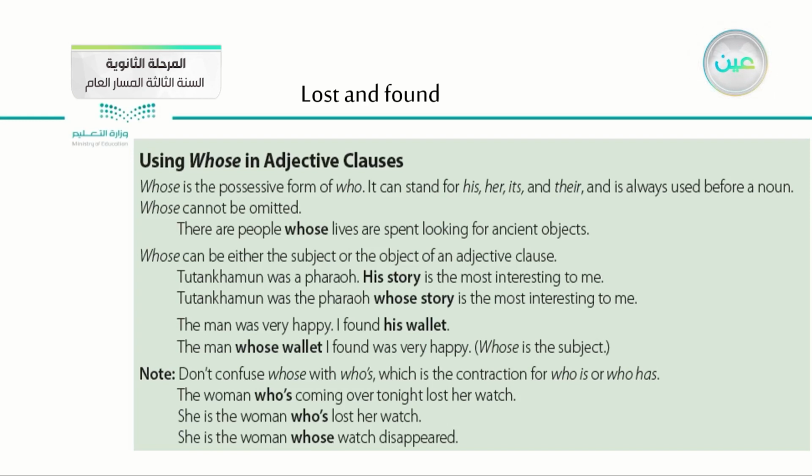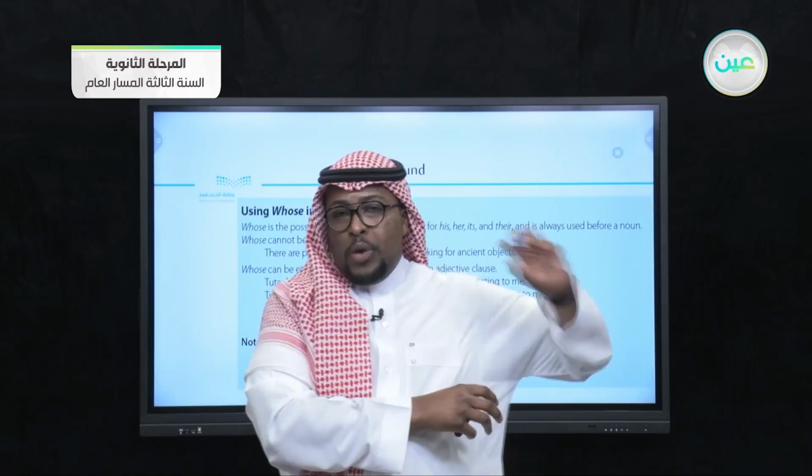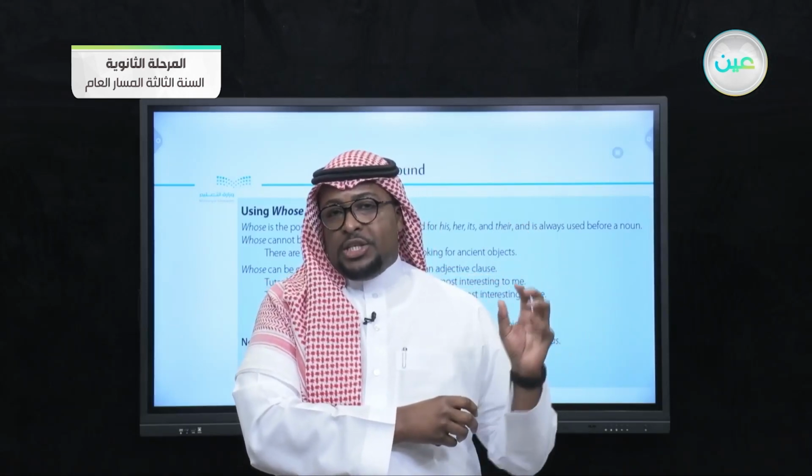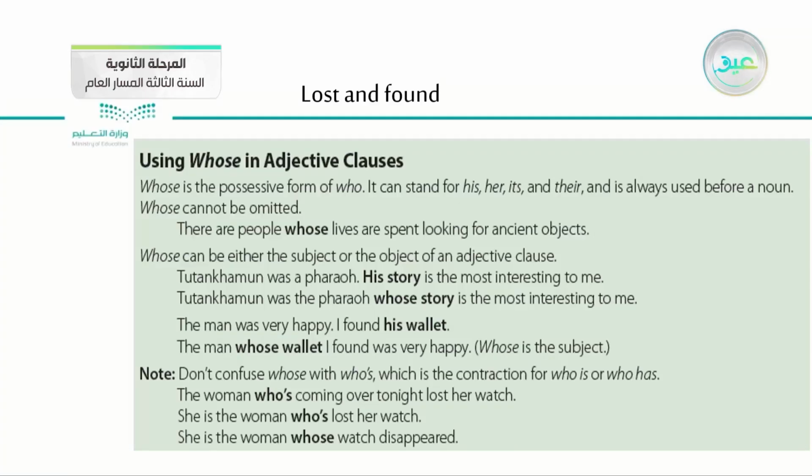So whose is used before a noun and cannot be omitted. So you have to note this, that whose cannot be omitted, as we discussed with where and of course when. Whose can be either the subject or the object of an adjective clause. So here it's completely different. With when and where we discussed that we use these words to describe the noun, while here we use whose to be the subject or the object of an adjective clause.